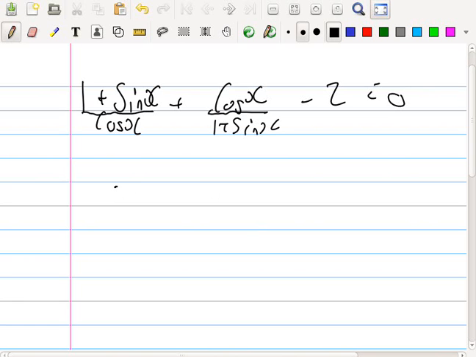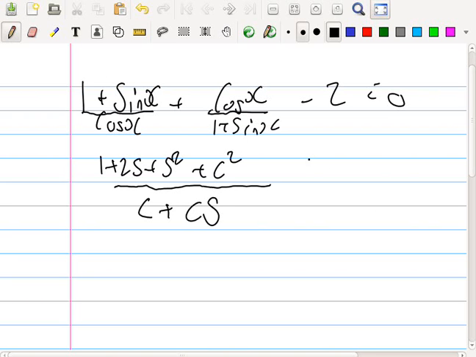So if I multiply these together, I'll get cos plus cos sine, because it's cos times 1 plus sine. And on the top, I'd get 1 plus sine times 1 plus sine. So that's 1 plus 2 sine plus sine squared. And then cos times cos, that's cos squared. And then if I want, I can also put this in as well as over 1. So that could be minus 2 cos minus 2 cos sine equals 0.